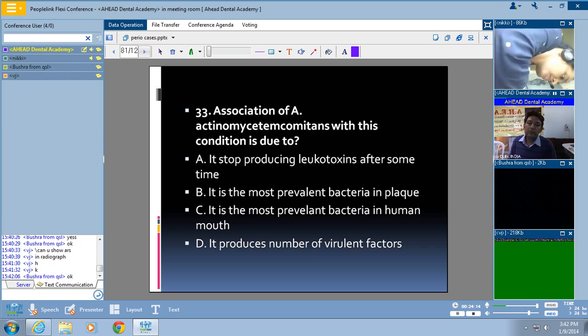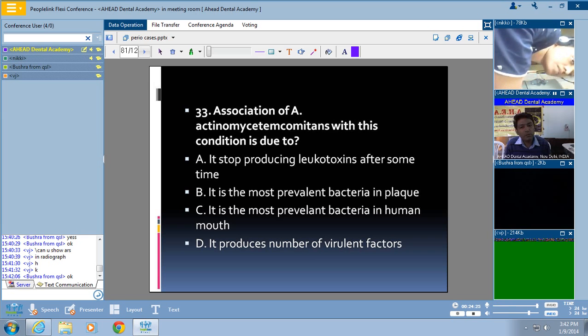Now, association of AA, or Aggregatibacter actinomycetemcomitans, with this condition is due to: it stops producing leukotoxins after some time; it is the most prevalent bacteria in plaque; it is the most prevalent bacteria in human mouth; it produces a number of virulent factors. The answer key says it's D, that it produces a lot of virulent factors. What about the rest? Most prevalent bacteria.